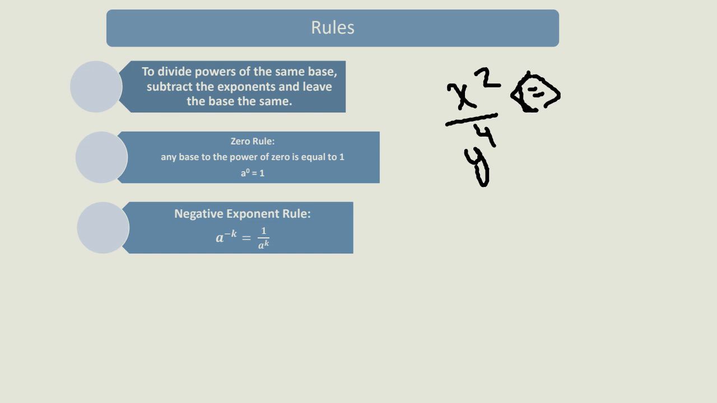It's terrible. These are equivalent. I could also write it as x squared y to the negative 4. Those are the same. So if I don't want to have a fraction, I can bring that y up, but if I'm going to do that, I have to flip that exponent. So that's a quick explanation of that rule.